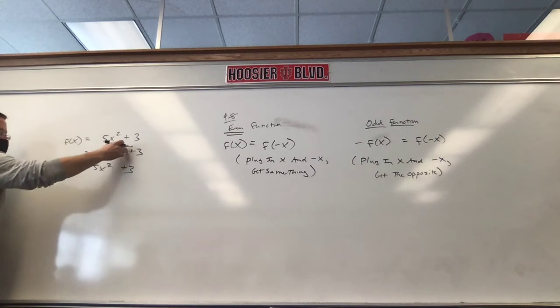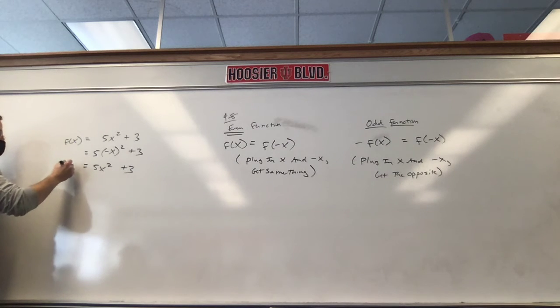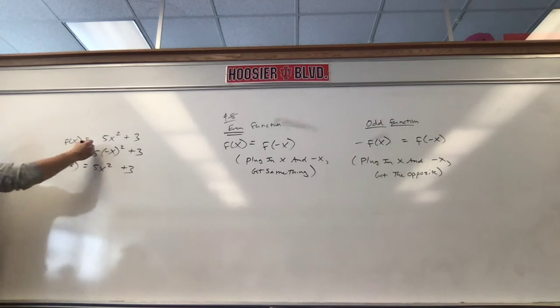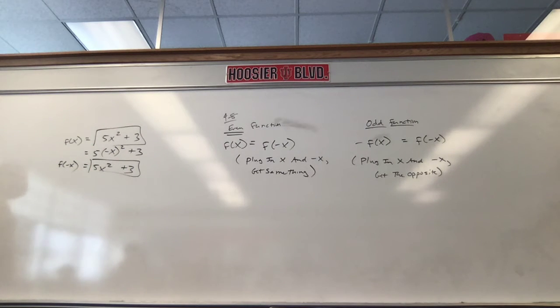So negative x squared is positive x squared times 5. So, how did I prove that's even? Look at these. One word. What did you just say? The same. It's the same. I mean, literally. Look at that. You started with what you ended with.